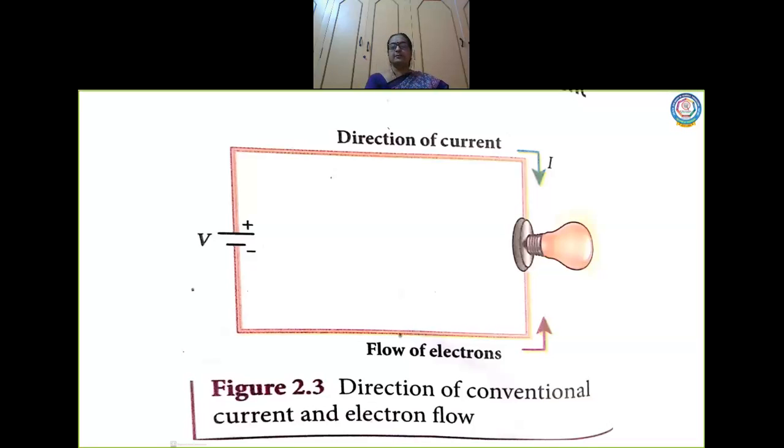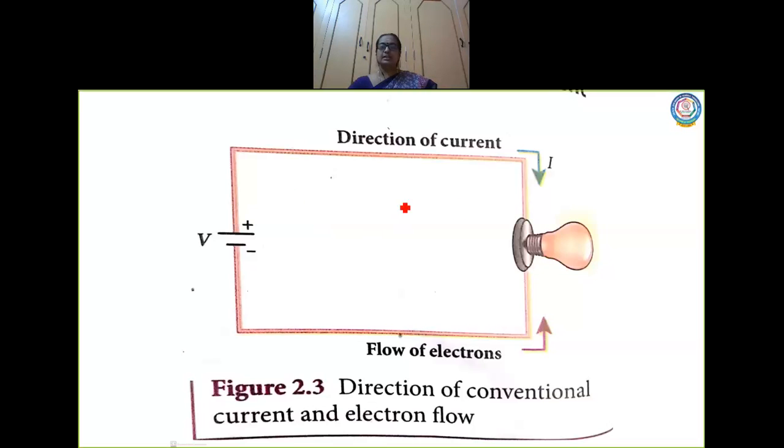Now this is what they have mentioned here. This green arrow talks about the conventional direction of current. Here the red arrow talks about the flow of electrons. It depicts the flow of electrons here. Now this is the direction of current. Mathematically, the transfer of positive charge is the same as the transfer of negative charge, but they take place in the opposite direction. Is it clear now? Yes or no?